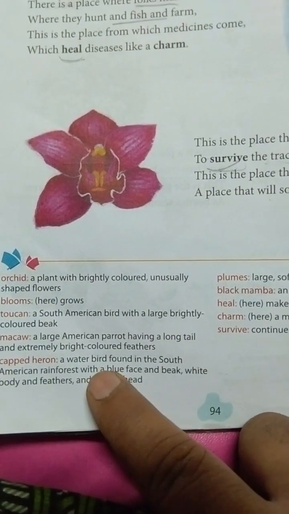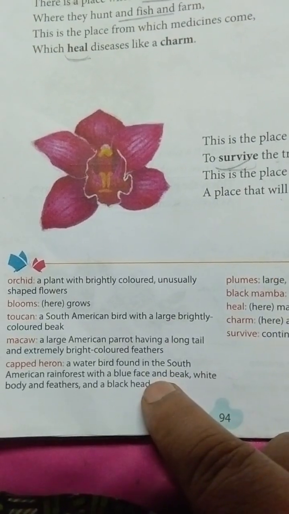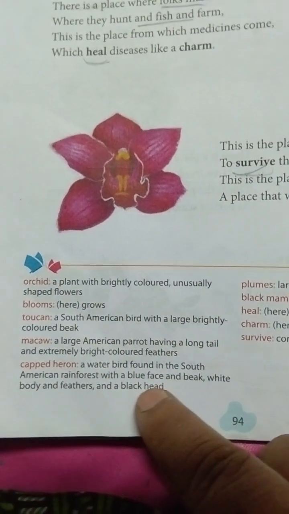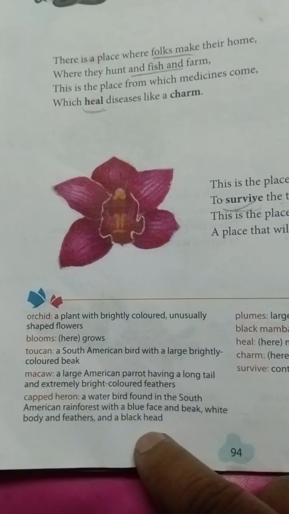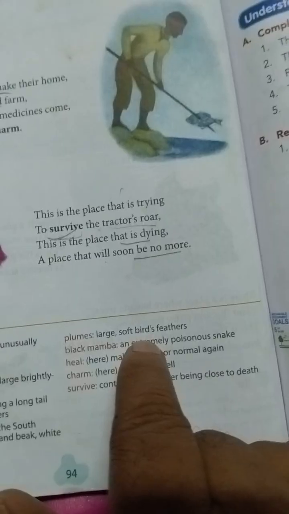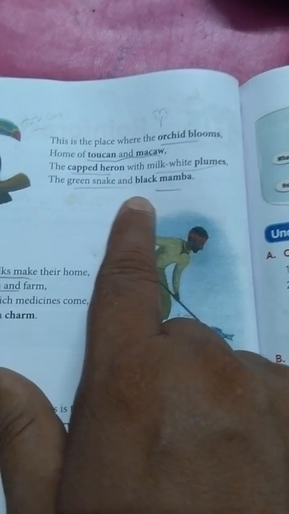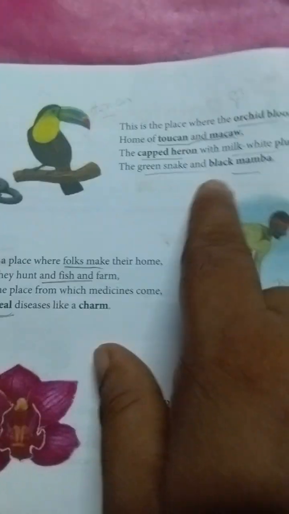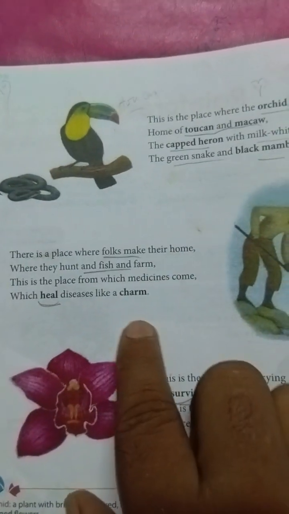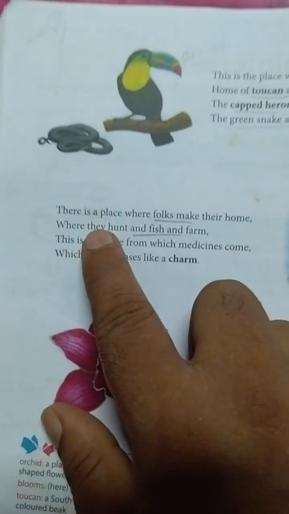And capped heron, a water bird found in South American rainforest with blue face and beak, white body and feathers, and black head. Plumes mean large, soft bird's feathers. And the green snake, here lies the green snake, and the black mamba, which is the most poisonous snake in the world, totally black, and this is the most poisonous snake in this world.